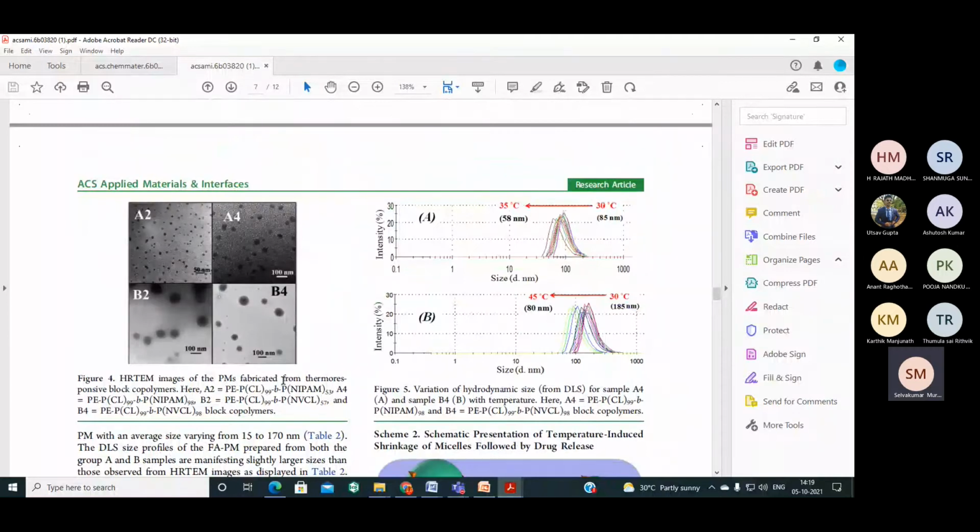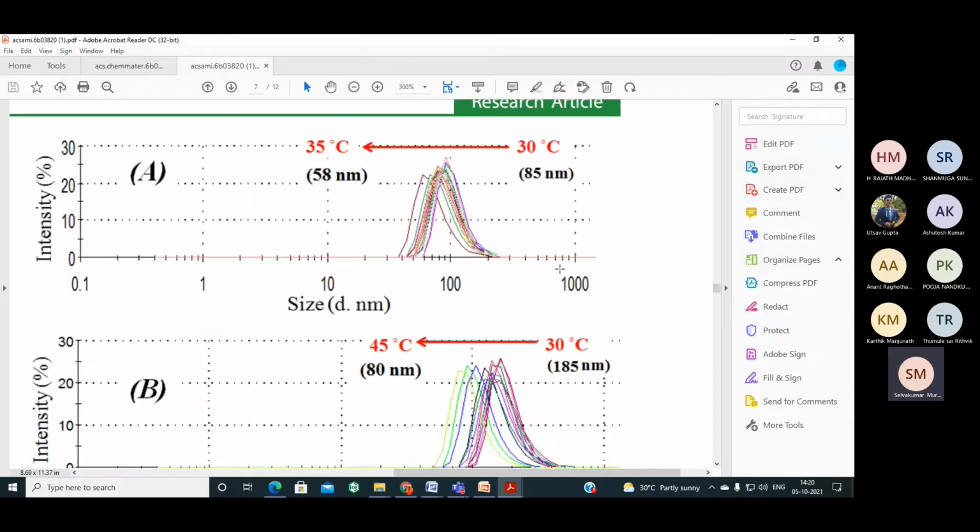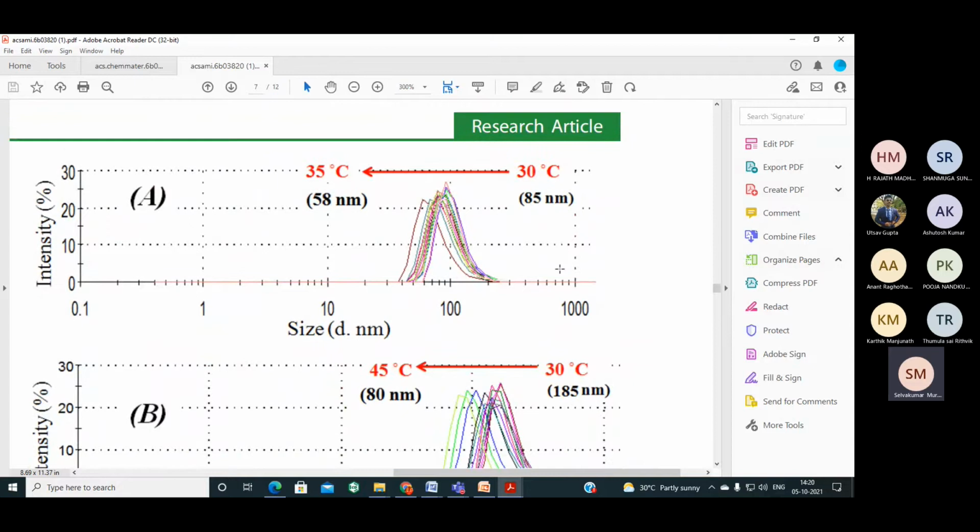You can see the particle sizes are pretty much less than 100 nanometers. Okay, and since it's a thermoresponsive polymer, they carried out the micelle formation at different temperatures. Okay, and then you can see that if you increase the temperature from 30 degrees to 45 degrees Celsius, the particle size changes from 150 nanometers, 185 nanometers to 80 nanometers. Okay, so that was a technique again they used for drug releasing as well.